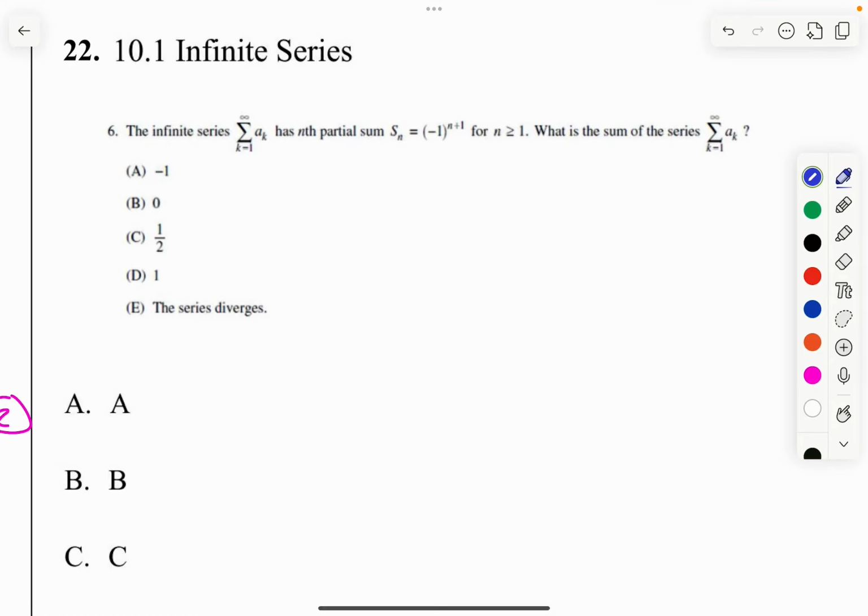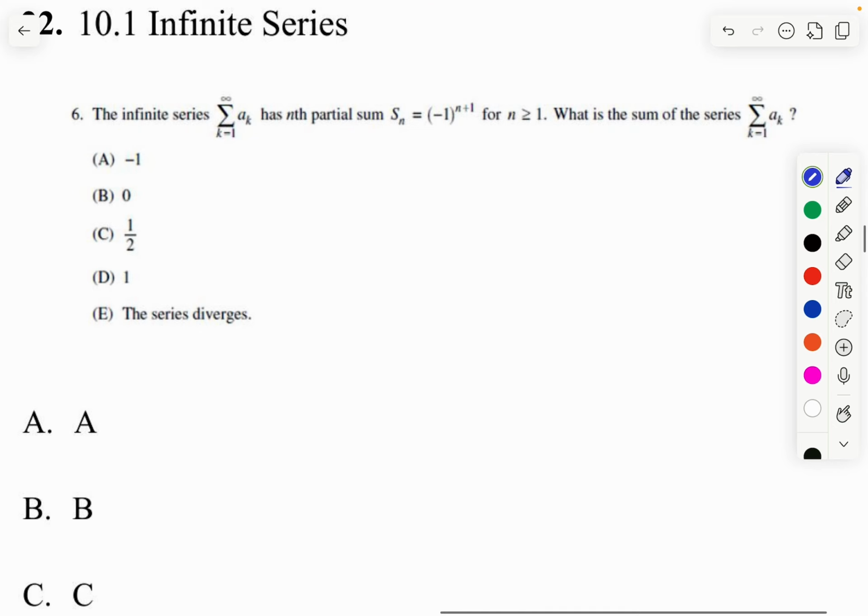Okay, this is an infinite series question. It says the infinite series, k equals 1 to infinity of a sub k, has the nth partial sum. So this is a formula to find the nth partial sum for n bigger than or equal to 1. What is the sum of the series?